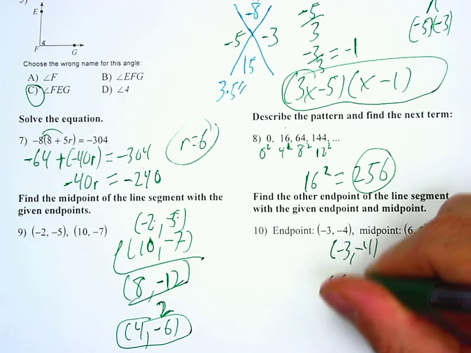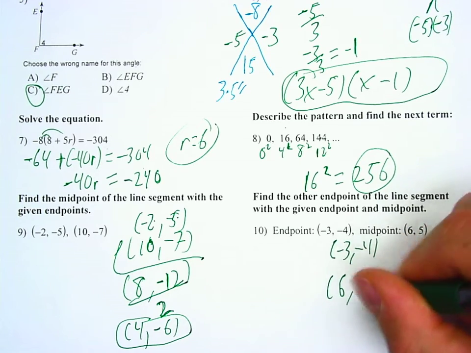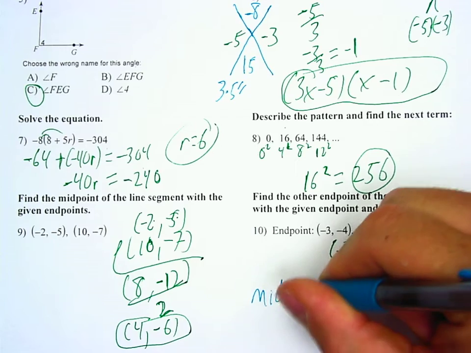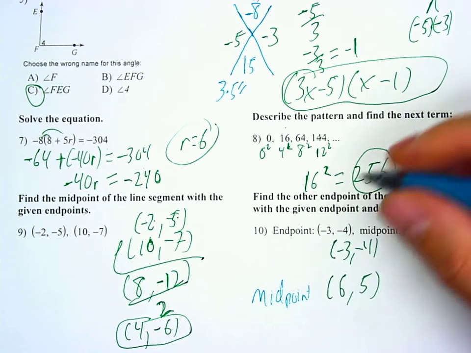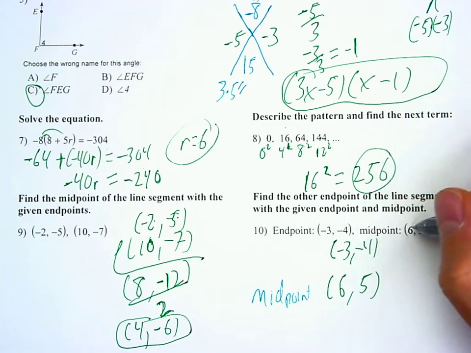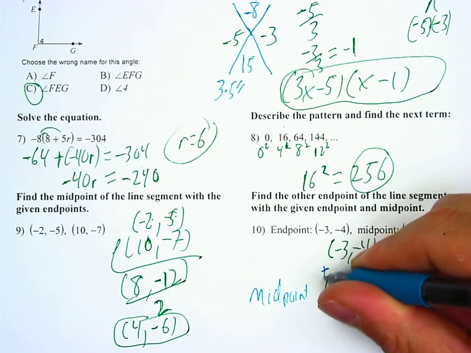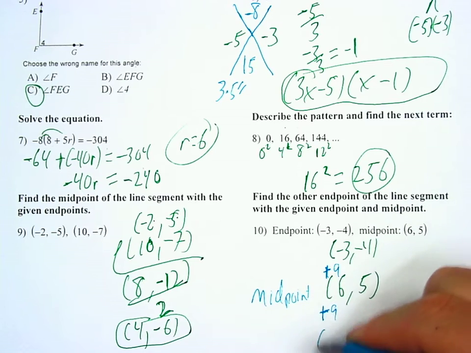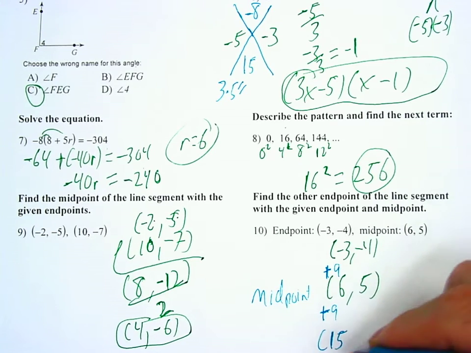I like to leave a space in between them because here you're looking at the pattern, because the middle is going to be halfway between the two endpoints. So if it's halfway in between, it's going to be evenly spaced. So to get from -3 to 6, I had to add 9 to -3. So my other endpoint, I'm going to add 9 to 6. It's going to be at 15.